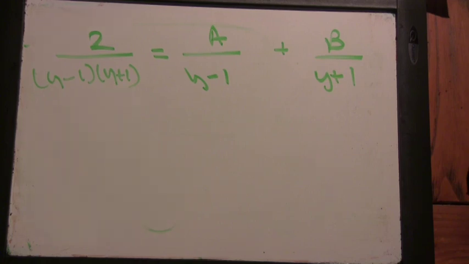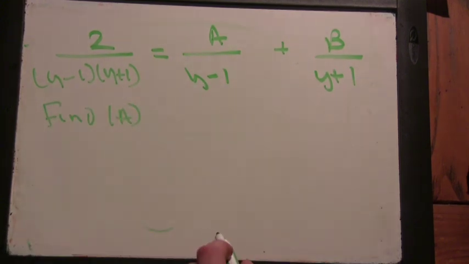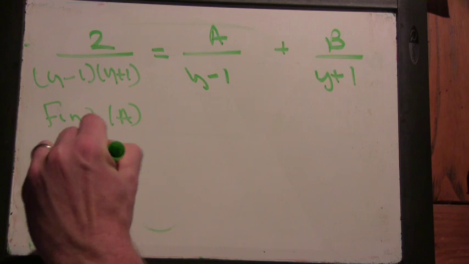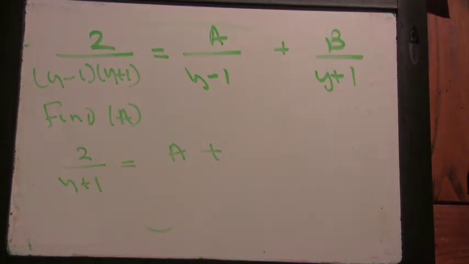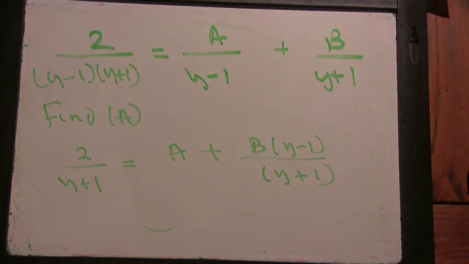So if we want to find a, multiply everything on this equation by y minus 1. Okay, so when I do that, what does this side become? It becomes 2 over y plus 1 equals a plus b times y minus 1 over y plus 1. And when I do this, what value of y can I use to find the value of a very quickly? y equals 0 would probably find it pretty quickly. What would y equals 0 turn into? So this turns it into 2 equals a minus b. So have we found the value of a?